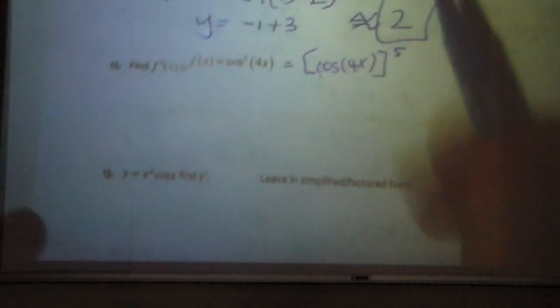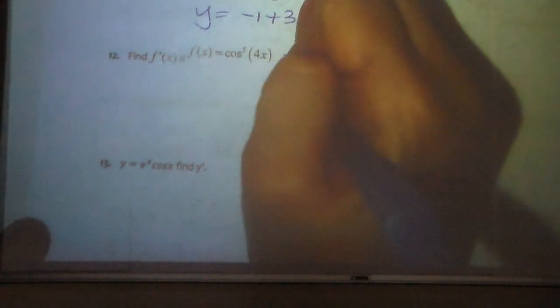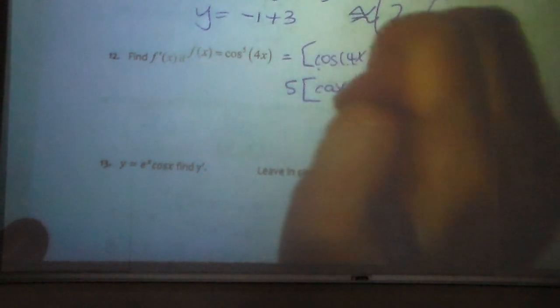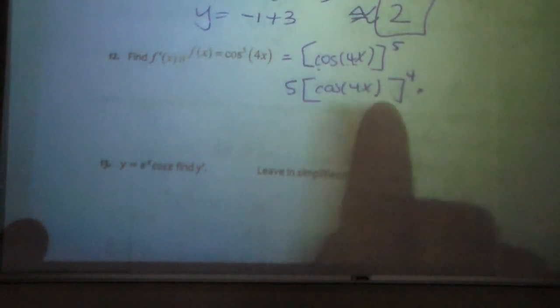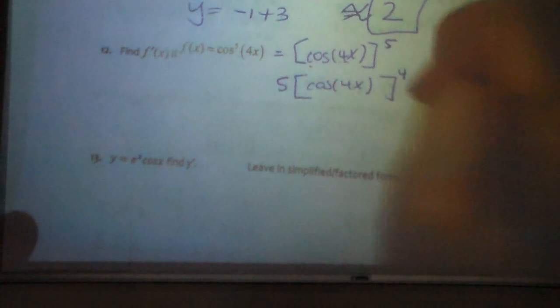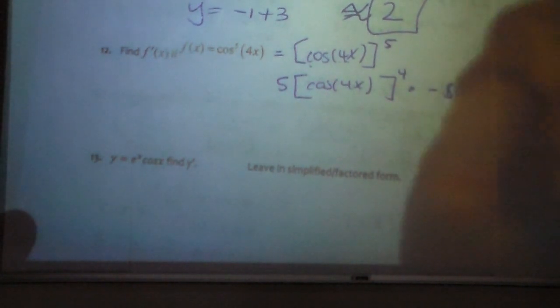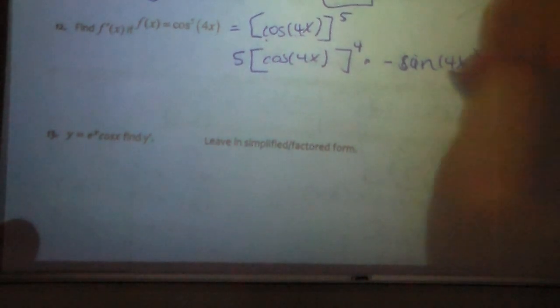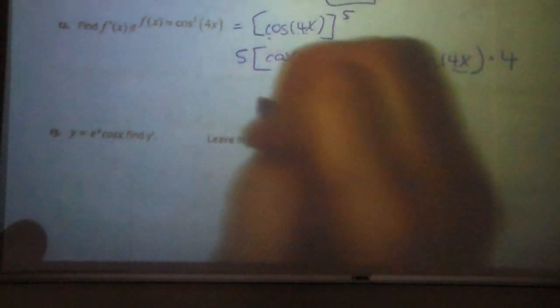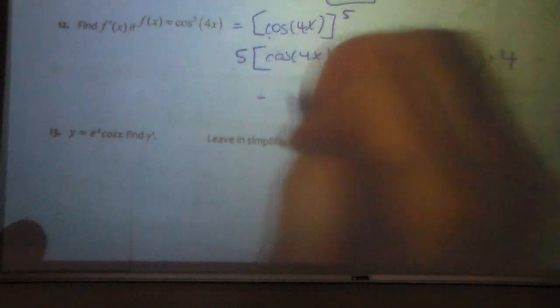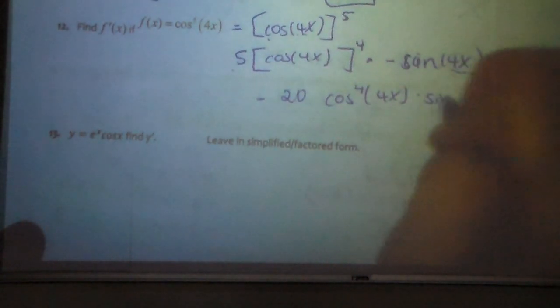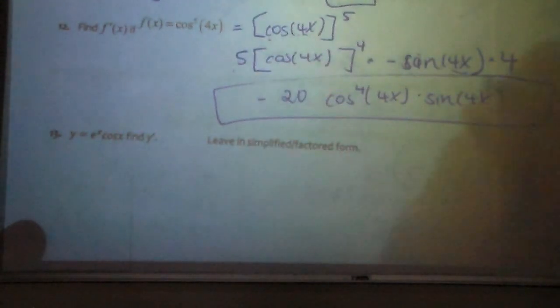So the derivative of the outside would be bring the 5 down. Now this is to the 4th power. Leave the inside alone. Then multiply by the derivative of the inside. Derivative of cosine of 4x is negative sine of 4x. And I'm still not done because I have one more inside to go. Derivative of this inside is 4. So then we get negative 4 times 5 is 20, cosine to the 4th power times sine. And that's your answer.